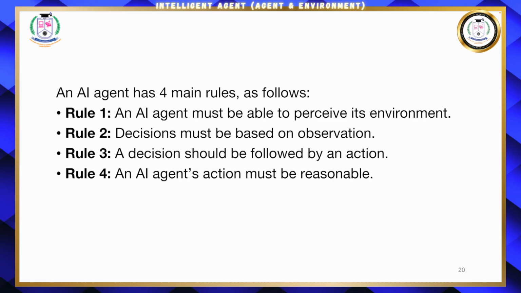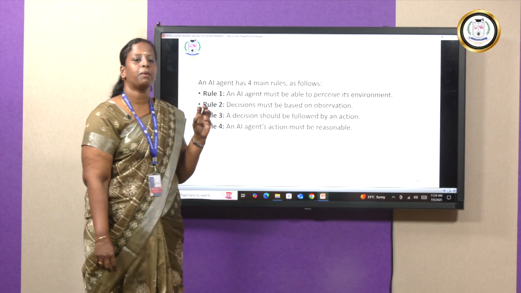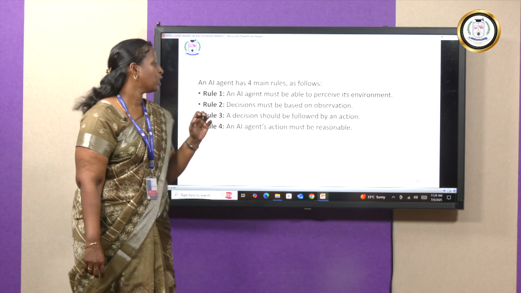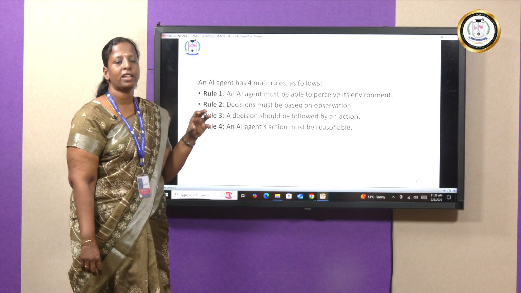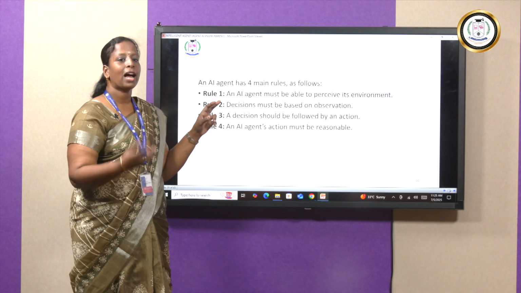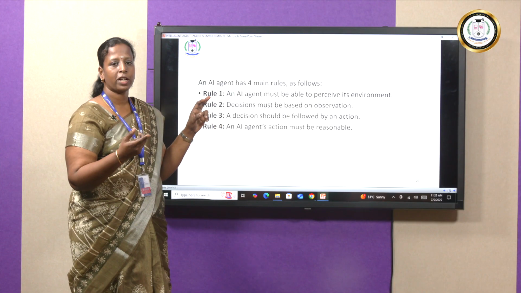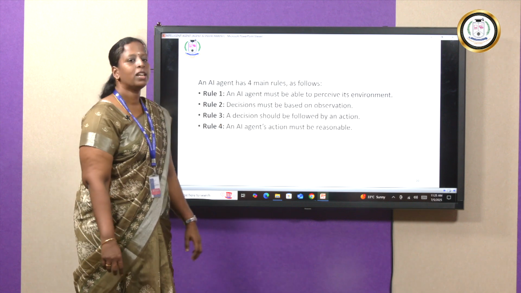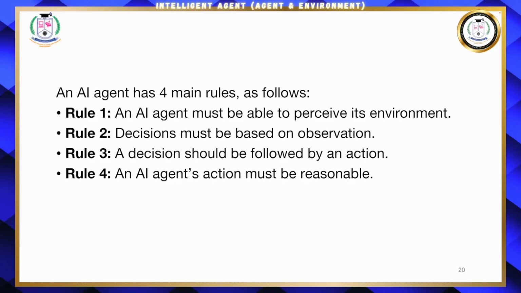Next, we will see the 4 rules that should be followed by an AI agent. Rule number 1: an AI agent should perceive its environment. Next, a decision should be made on the basis of the observation. Once a decision has been taken, an action should be performed. Once the action has been performed, the AI agent should react to the environment, and that should be a reasonable one. So these are the 4 rules that should be followed by an AI agent.